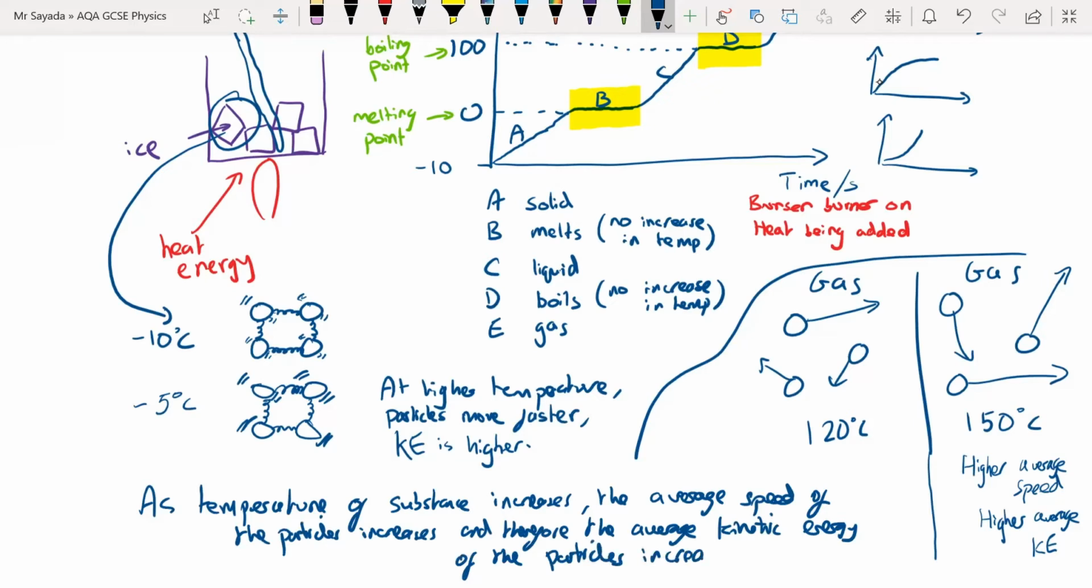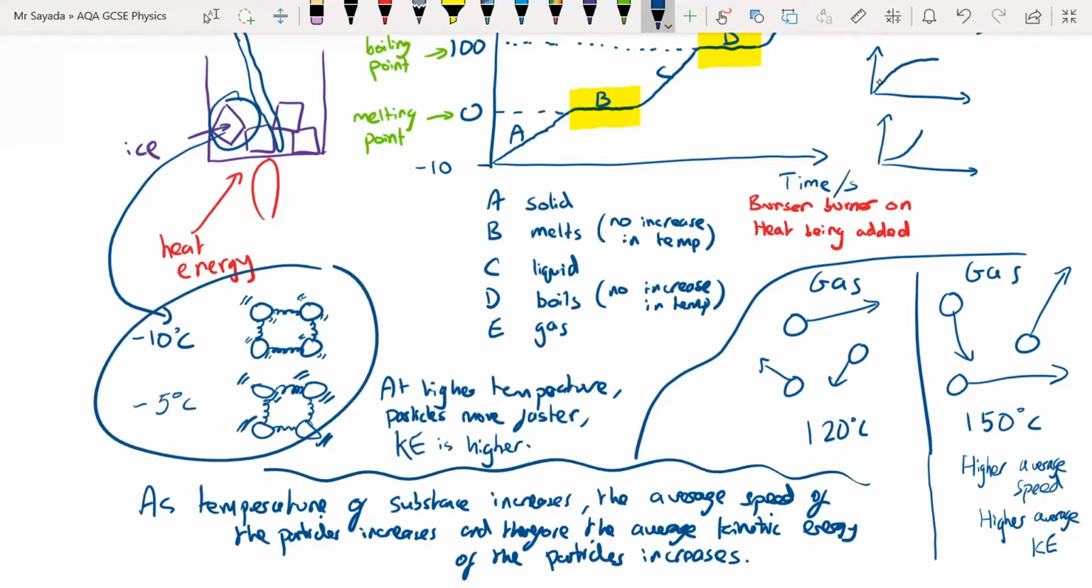Note, in a solid, the particles are vibrating on the spot, but their vibration also increases as temperature increases, and their average kinetic energy does increase as the temperature increases. Even though they're not moving like in a liquid or a gas where they can move around, the particles still have a higher kinetic energy. They just vibrate more on the spot, as per my diagram over here.